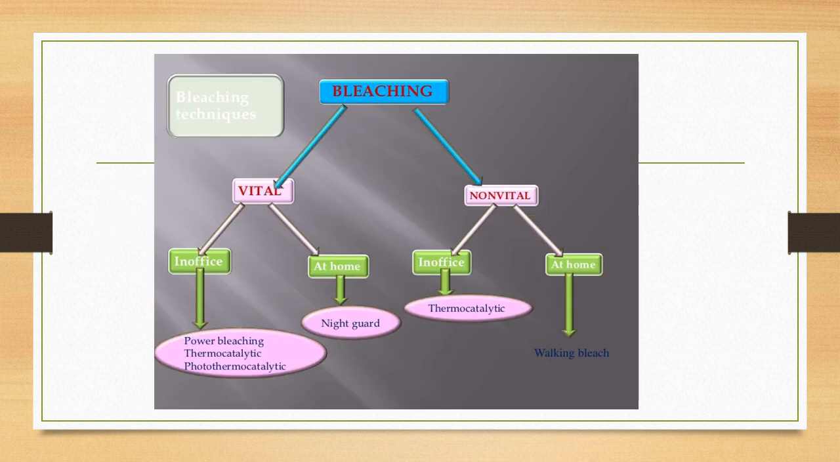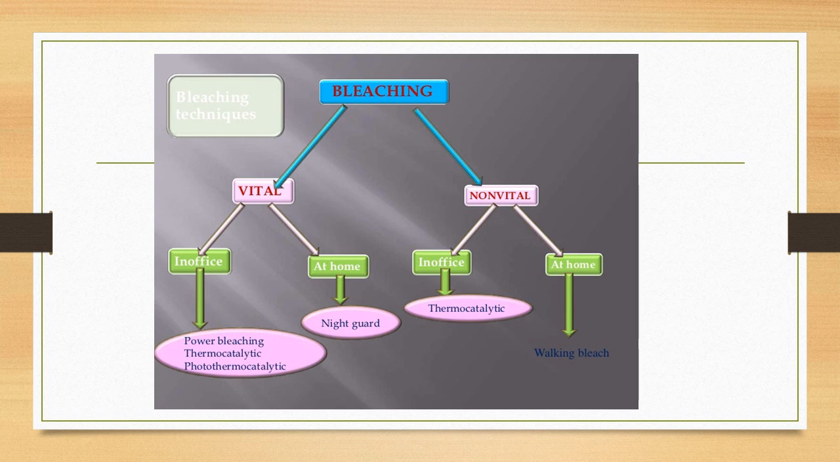Bleaching is done for both vital and non-vital teeth. For a vital tooth, we can use power bleaching and the thermocatalytic technique. This is in-office: you put the bleaching agent and then you use heat, and the process will be for a short time. While when you want the patient to go home and do the bleaching, then you will use a material like a carbamide gel, together with a night guard.